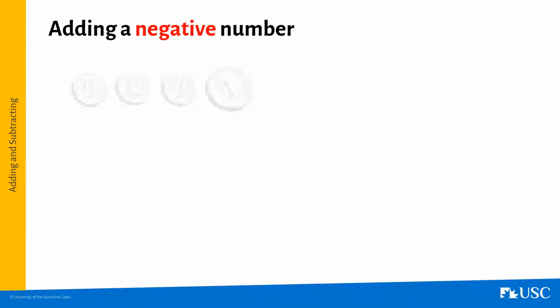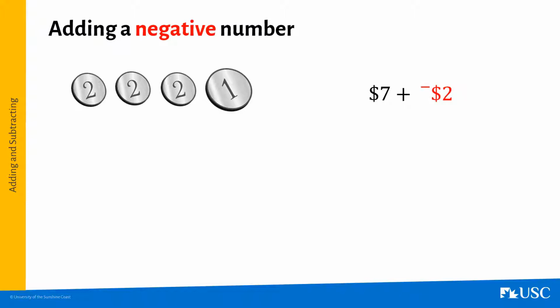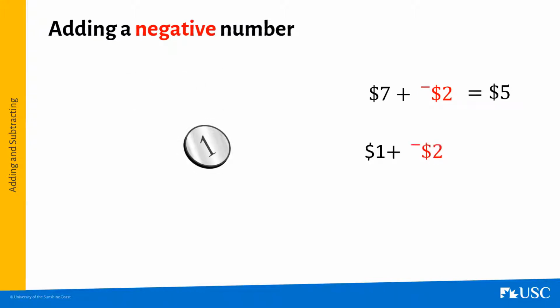Let's now add a negative number. We'll start off with $7, and let's say we take on a debt of $2 for a friend. We can pay back that debt, and now we have $5. Let's start off with $1, and we'll again take on a debt of $2. We can pay off $1 of that debt, and that leaves us with a debt of $1.